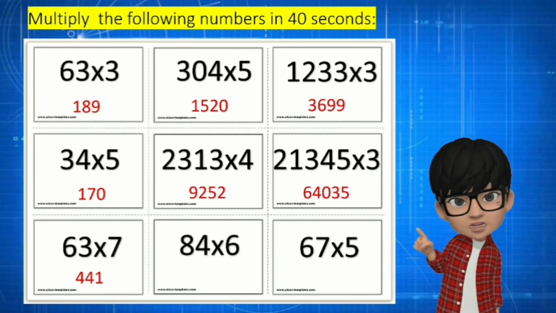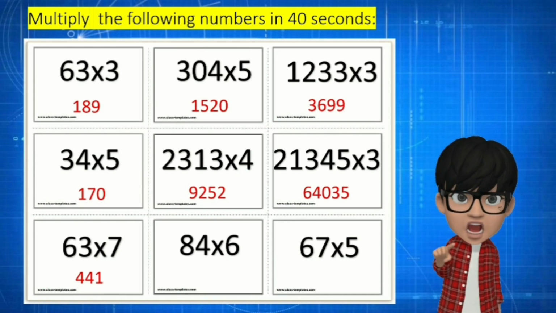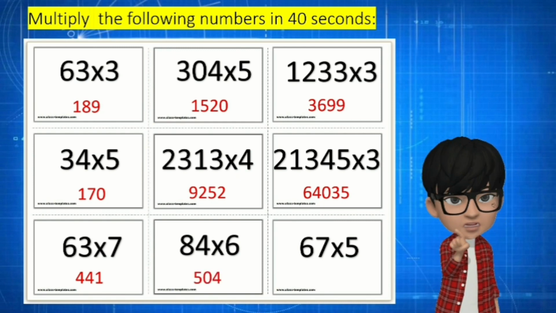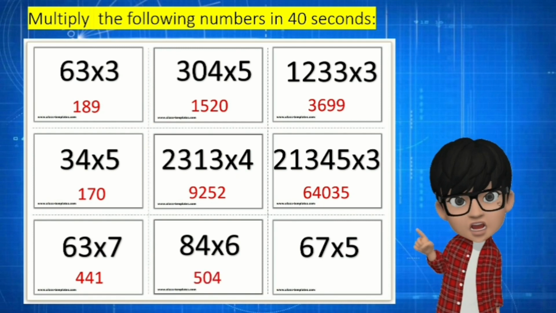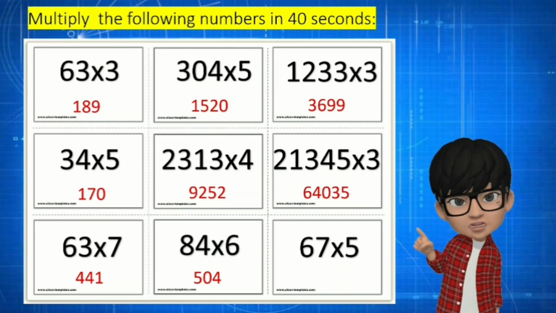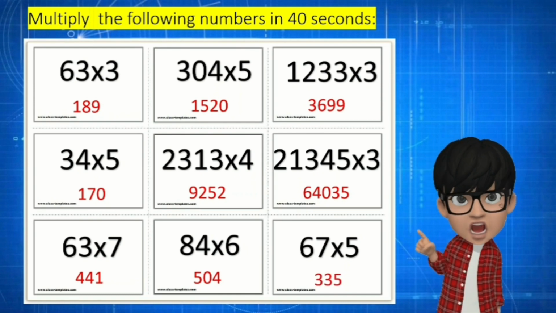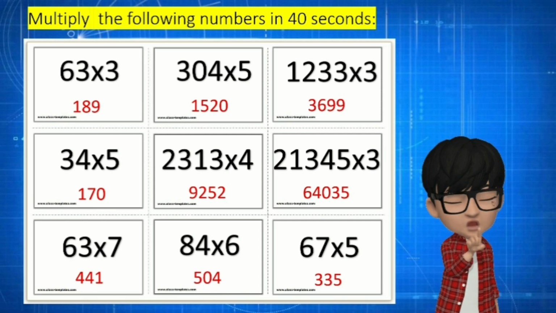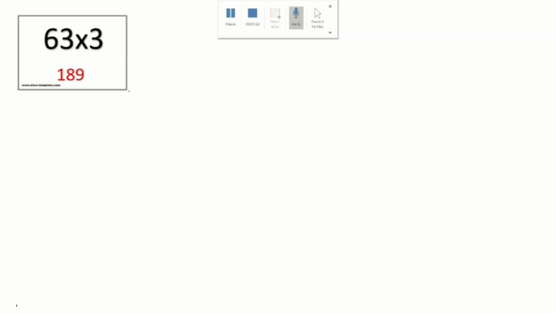441. For number 8, we have 84 times 6. The product is 504. And for question number 9, we have 67 times 5. The product is 335. Okay, let's try to get the product of 63 times 3 using the normal multiplication.